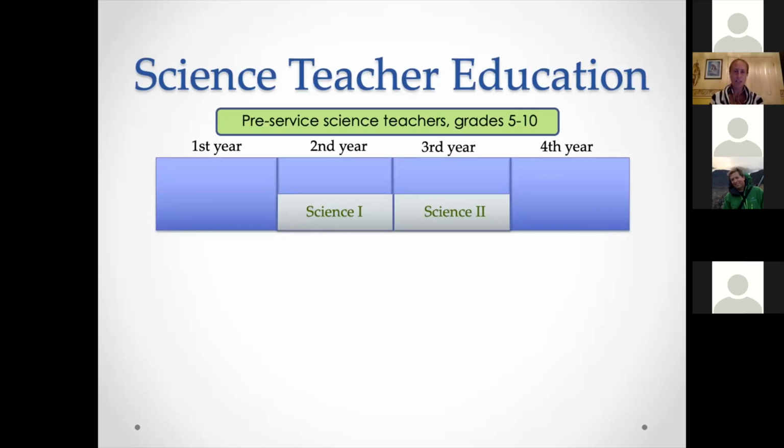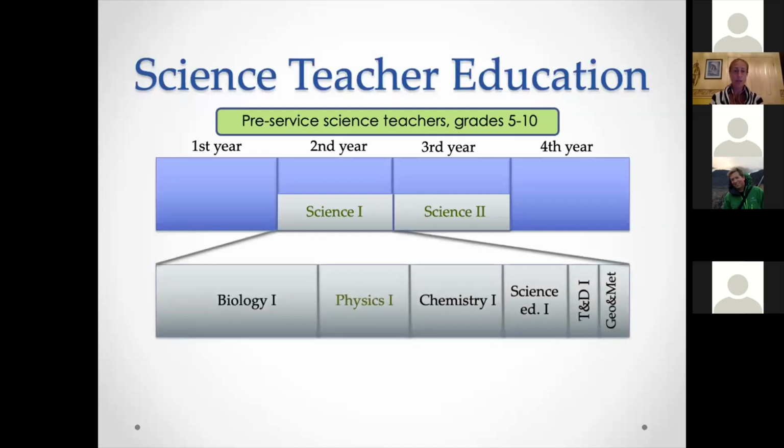So the science teacher education program is 4 years, and students do the equivalent of 1 full year of science divided over 2 years. Now, science covers a whole lot of different fields, as you know: biology, physics, chemistry, science education, technology and design, and geology and meteorology, which means that physics only really comprises about 20% of the full course.